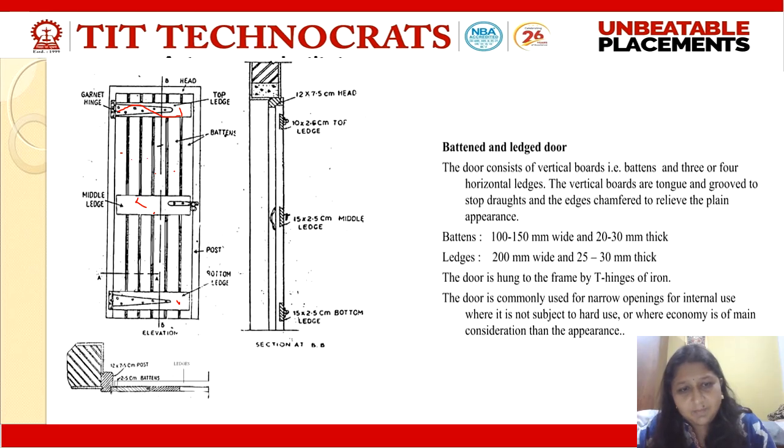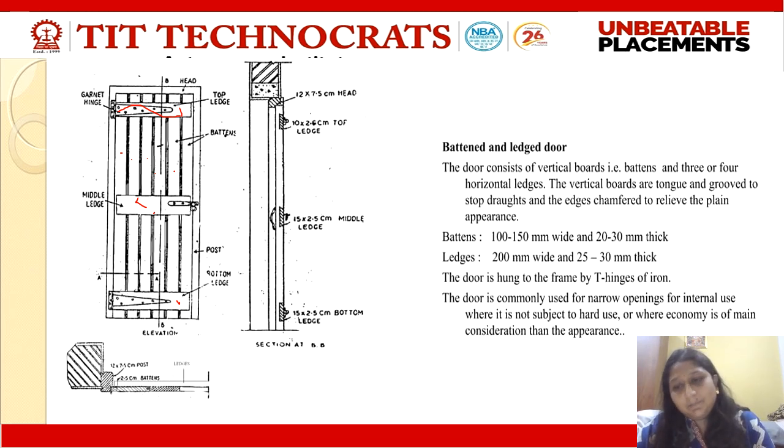This is my middle ledger. Here a handle and locking arrangement is provided through which I can lock the door. This is my bottom ledger. So battens are the vertical members, ledgers are the horizontal ones which are provided to support the battens. But it may happen that this in-between portion may get twisted, may get turned.